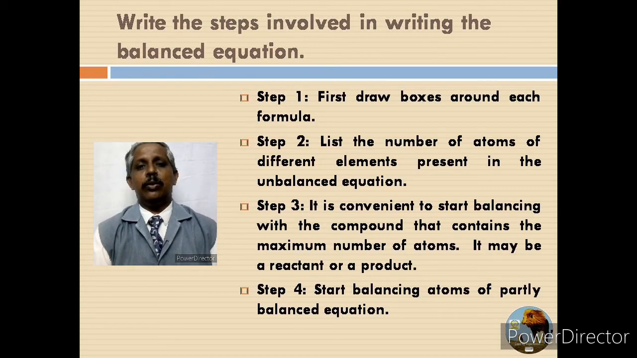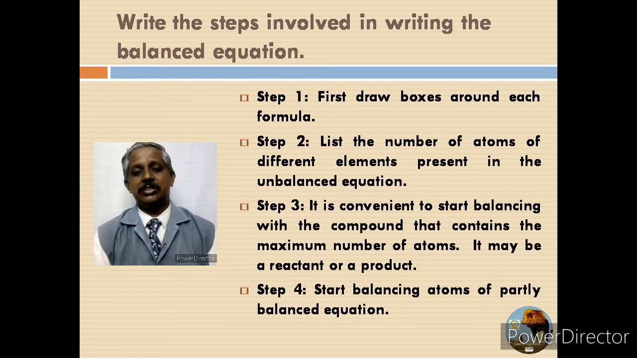Then write the steps involved in writing the balanced equation. Step 1. First, draw boxes around each formula. Step 2. List the number of atoms of different elements present in the unbalanced equation. Step 3. It is convenient to start balancing with the compound that contains the maximum number of atoms. It may be a reactant or a product. Step 4. Start balancing atoms of the partly balanced equation.